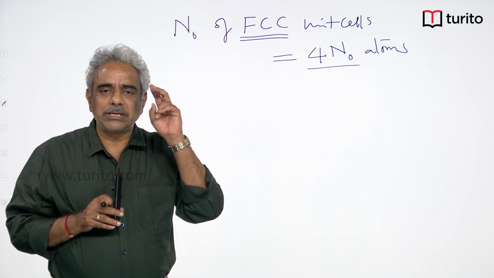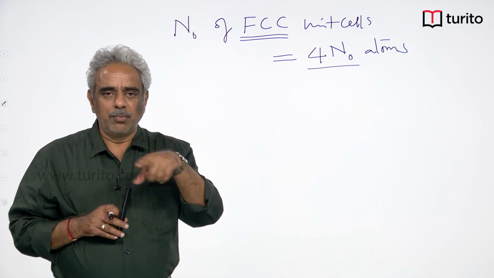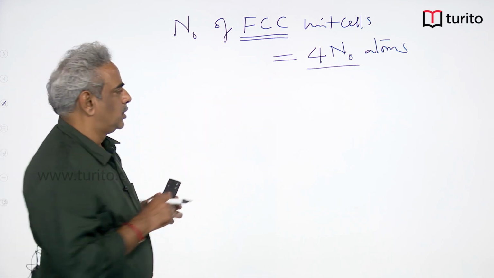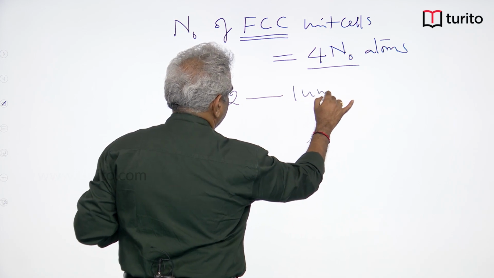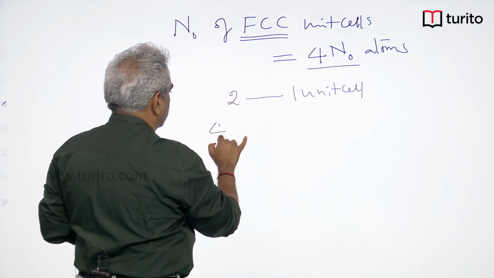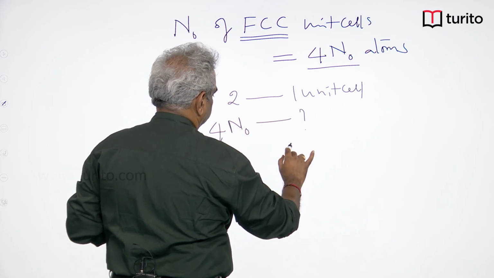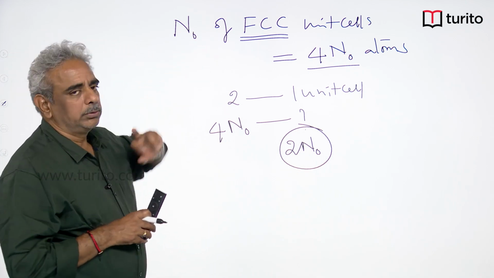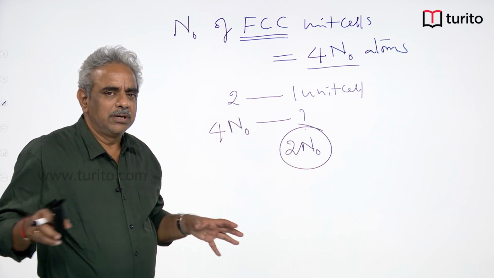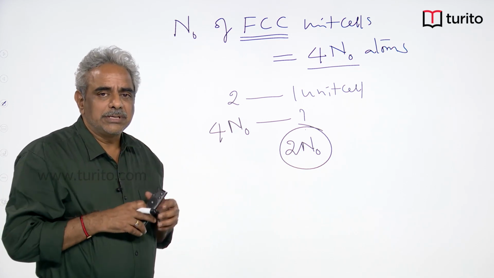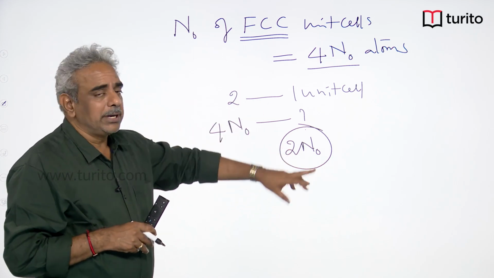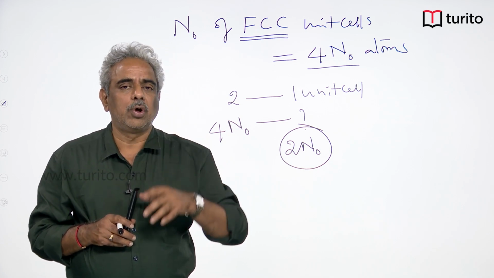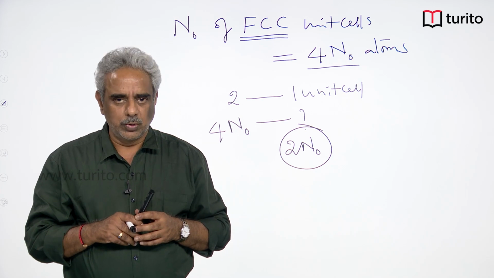One BCC unit cell carries 2 atoms, you have already learnt, 1 body and 8 corners. So, one BCC requires 2 atoms. So, 2 atoms can make 1 unit cell. You have got 4 N naught atoms. How many? 2 N naught. If you break down N naught FCC unit cells, if the crystal is again recrystallized in BCC form, you can get double the number of BCC unit cells. Obvious. To make an FCC unit cell you require 4 atoms, to make a BCC unit cell you require 2 atoms.